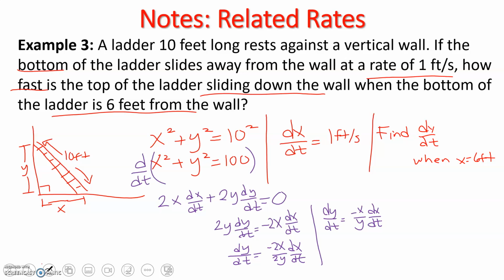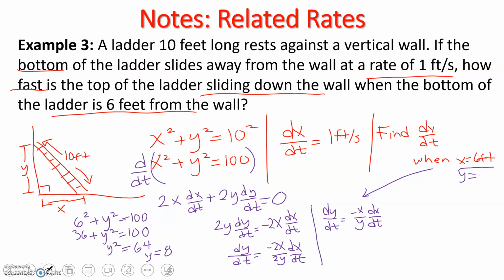Now, we are trying to find dy/dt when x is 6. But note, the relationship here uses both x and y. So let's figure out the corresponding y value for when x is 6. We know that if x is 6, then 6 squared plus y squared is equal to 10 squared, or 100. So 36 plus y squared is equal to 100, so y squared is equal to 64, or y is equal to 8. So we know that when x is 6 feet, y is 8 feet.